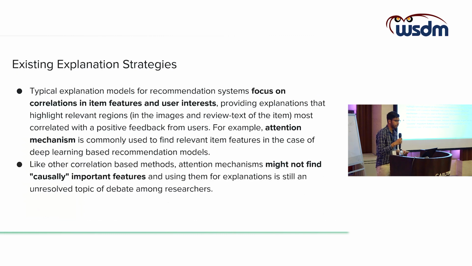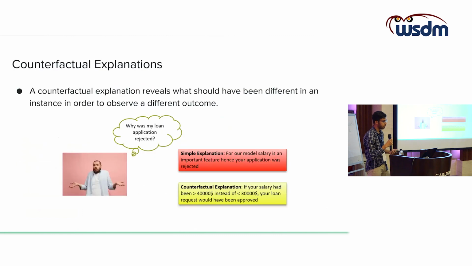Existing explanation strategies for these types of systems focus on correlations in item features and user interests. But what they lack is that these types of explanations might not find the causally important features. So to find the causally important features, we provide counterfactual explanations. Let's motivate counterfactual explanations with an example.